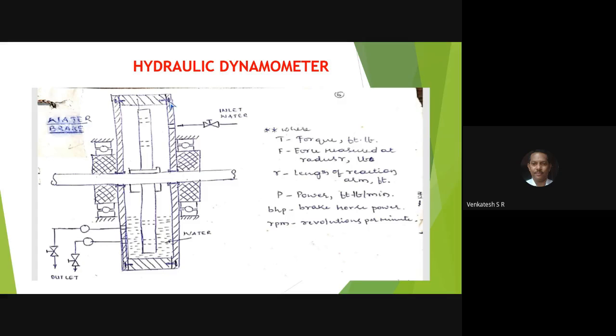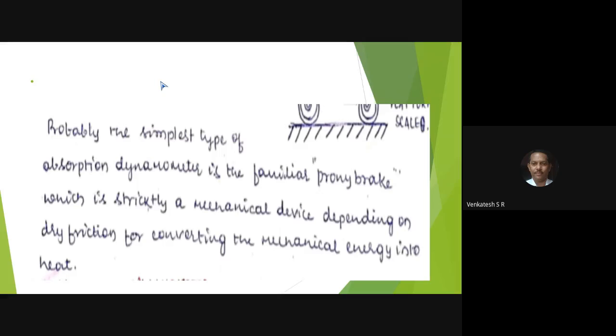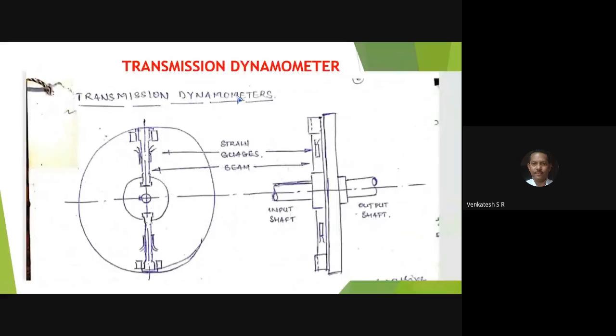You have only two in the examination, the mechanical dynamometer and the hydraulic dynamometer, and this is just to understand the transmission dynamometer. Here you have strain gauges fixed to the coupling, and this is the beam, and this is the input shaft and output shaft. This input shaft is connected to an engine or turbine or any device which produces the torque, and you measure the speed of the shaft at the other end.